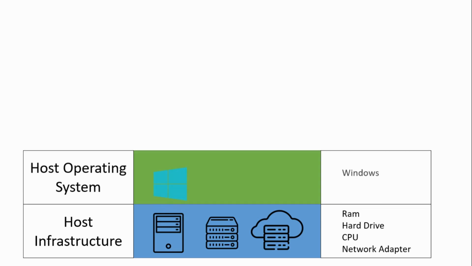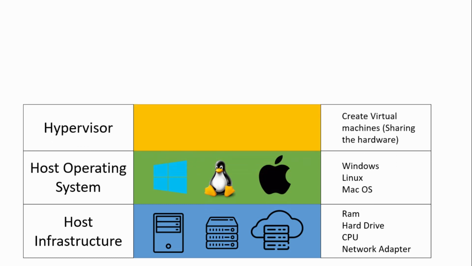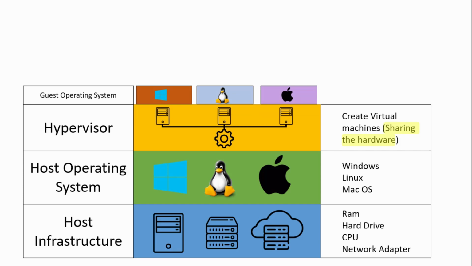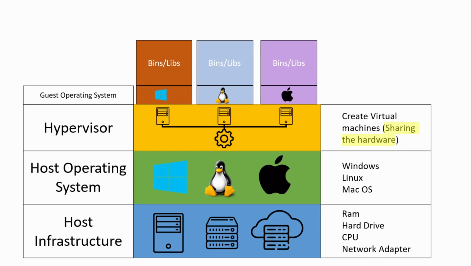After that, you need to install one operating system on the host. I'm calling it host because it is the terminology that we use in virtualization. It can be Windows, Linux, or Mac OS. On top of that, for creating a virtual machine, we need to install a hypervisor. Hypervisor is something that shares the hardware of your host. What the hypervisor does is create some virtual machines for us, and each virtual machine itself needs to have an operating system. Then you need to install your bins or libraries.